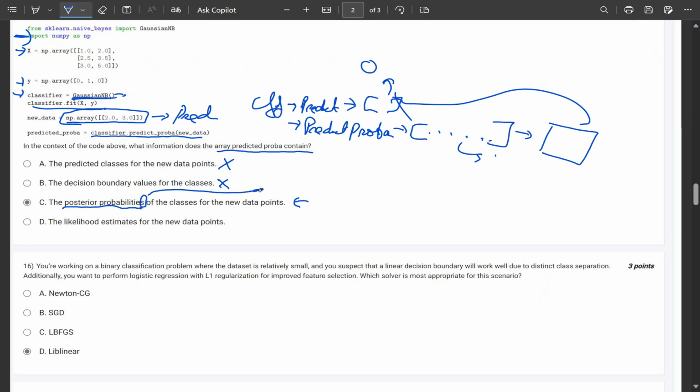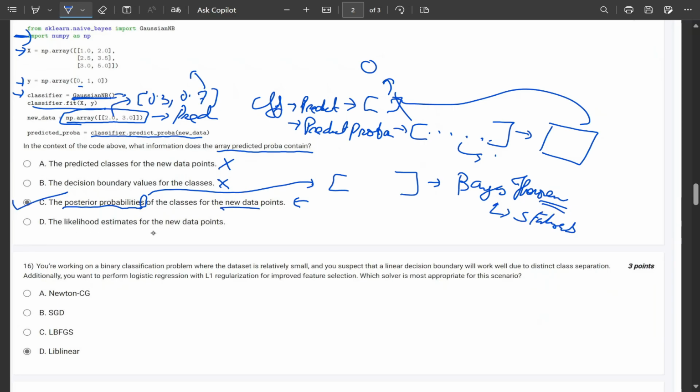That means multiple probabilities, and it will just return an array where, after applying Gaussian naive Bayes, you will have a posterior probability. Posterior probability is found using Bayes theorem in general. Earlier you already had some probability of something occurring, but after seeing the evidence you use it again in your Bayes. Likelihood estimates of the new data points, so that's totally wrong. And now let's check whether we are right or wrong.